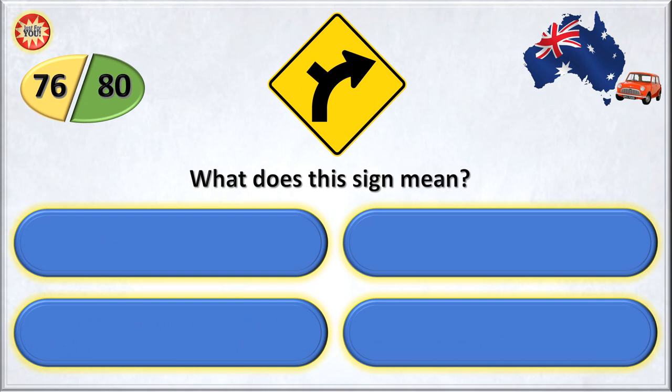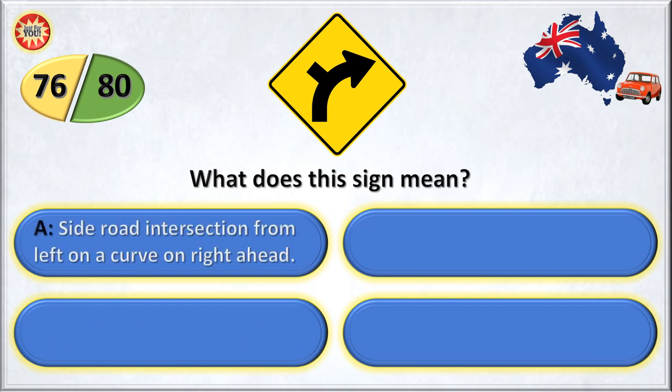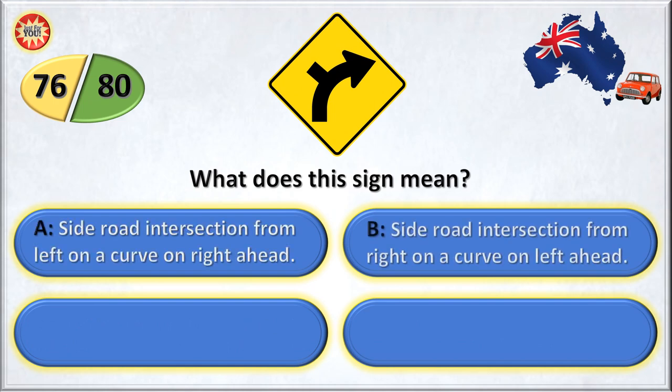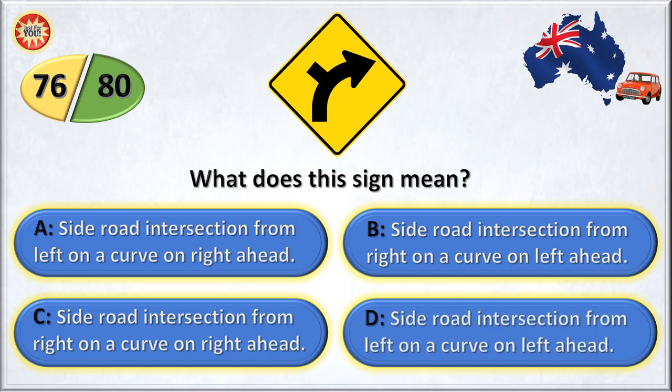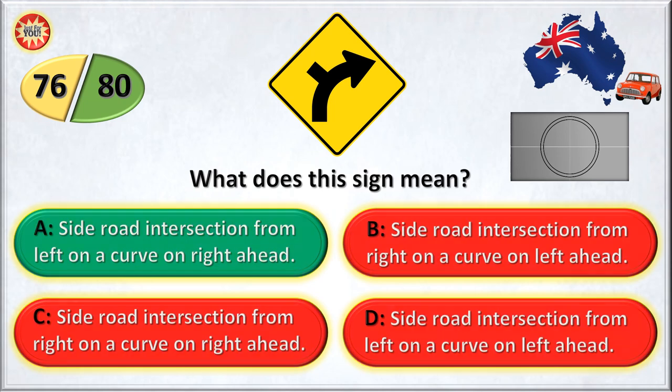What does this sign mean? Side road intersection from left on a curve on right ahead. Side road intersection from right on a curve on left ahead. Side road intersection from right on a curve on right ahead. Side road intersection from left on a curve on left ahead. Side road intersection from left on a curve on right ahead.